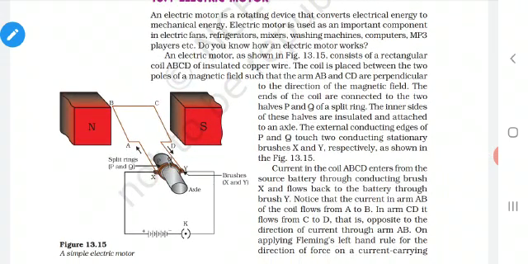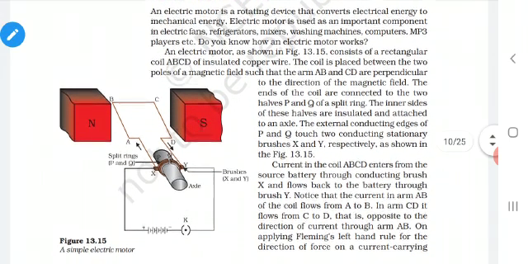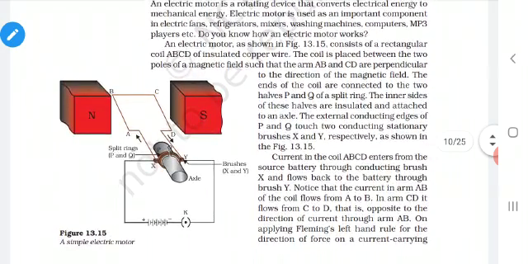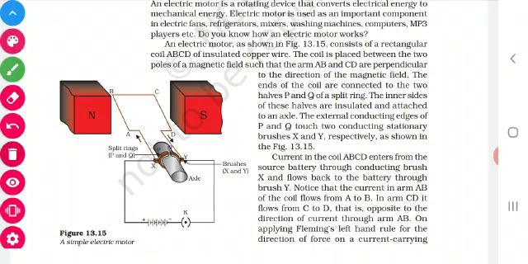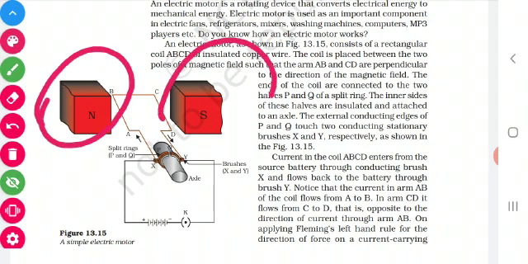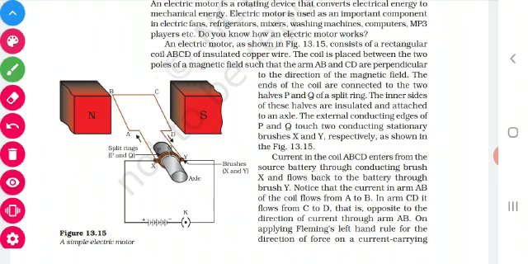Now come to the construction. You can read the construction in your book. Let me explain this. We have to get a uniform magnetic field. The first thing is we have to get a uniform magnetic field. For that we have to place magnets, North Pole and South Pole. So the magnetic field will be in this direction.